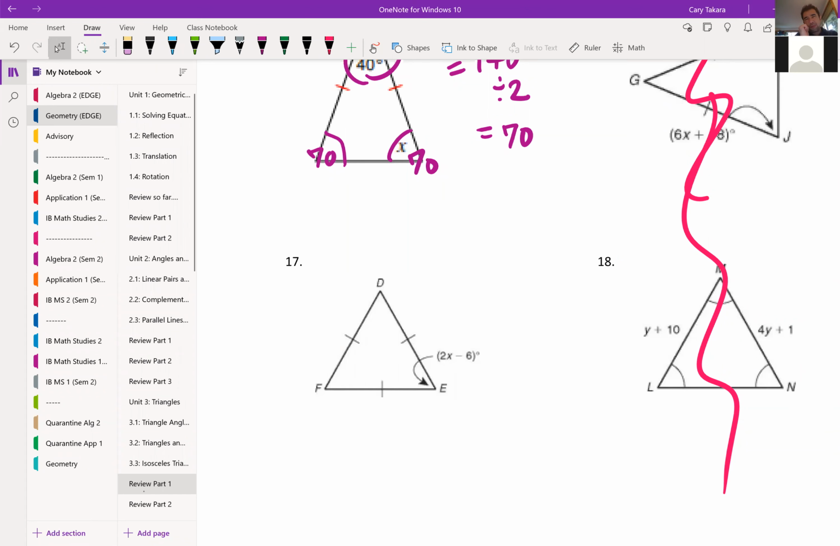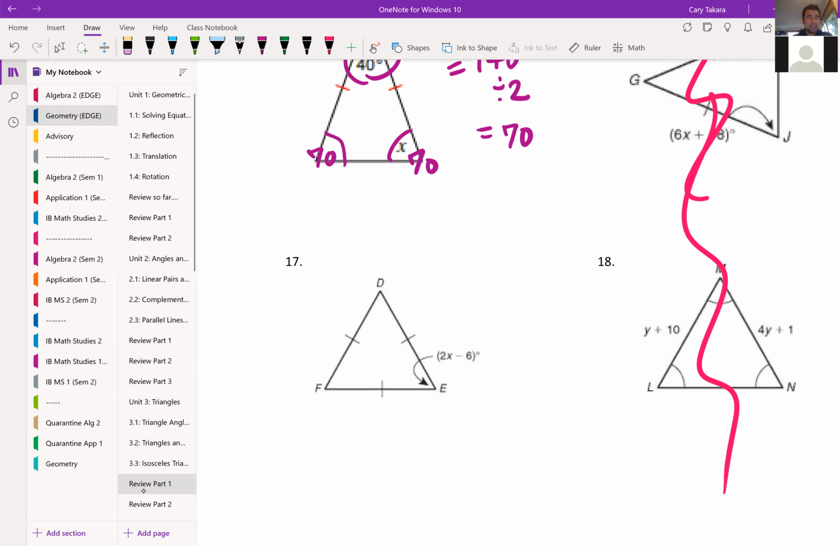If you are not able to set up an equation, let me give you a hint. Well, let me ask you a question first. What kind of triangle is this? What's the name of this triangle? This is an equilateral triangle, correct? Because it's got 3 sides all the same.